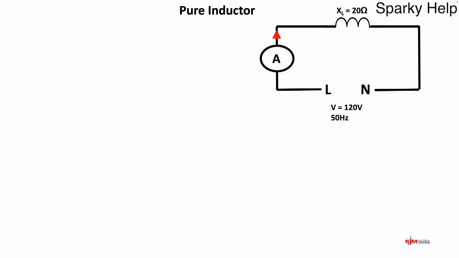So let's look at a pure inductor. Pure inductor, remember, is a theoretical device, effectively. A pure inductor has no resistance. And I've got XL for this pure inductor is 20 ohms. So applying Ohm's law, we can do V divided by XL. 120 divided by 20 gives us 6 amps.